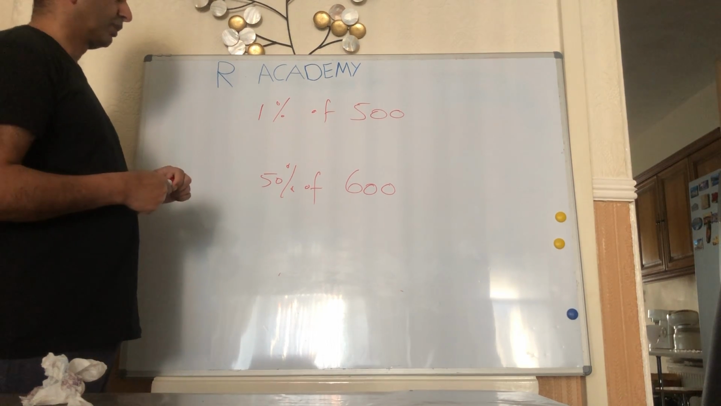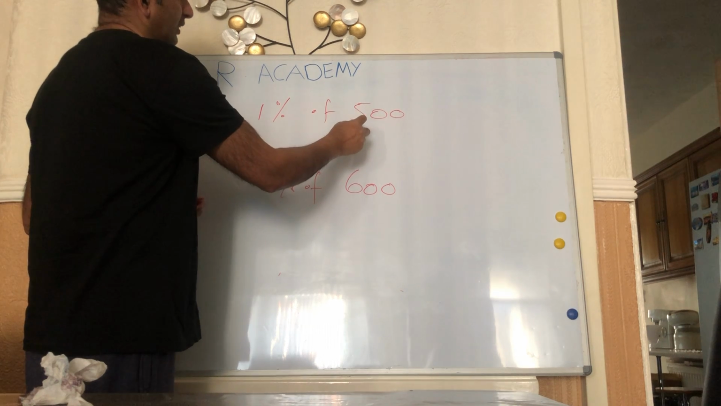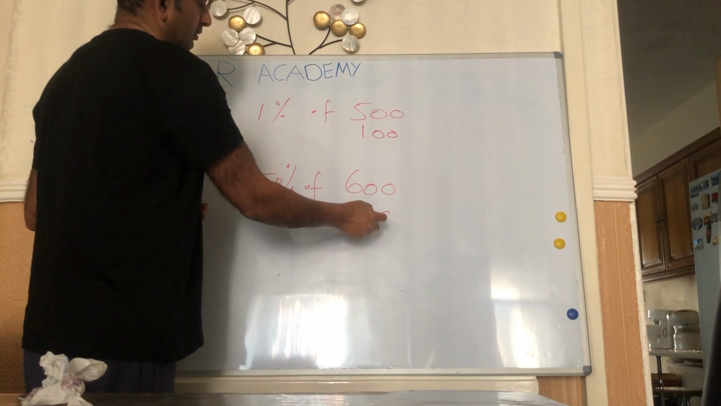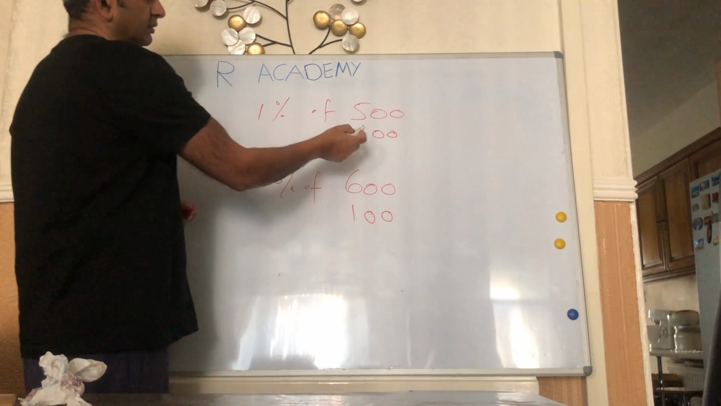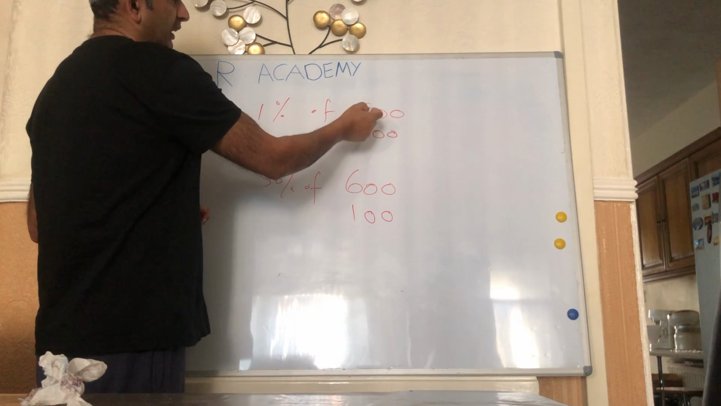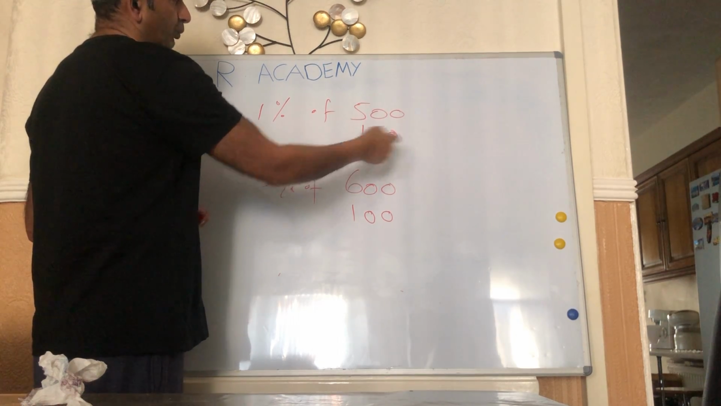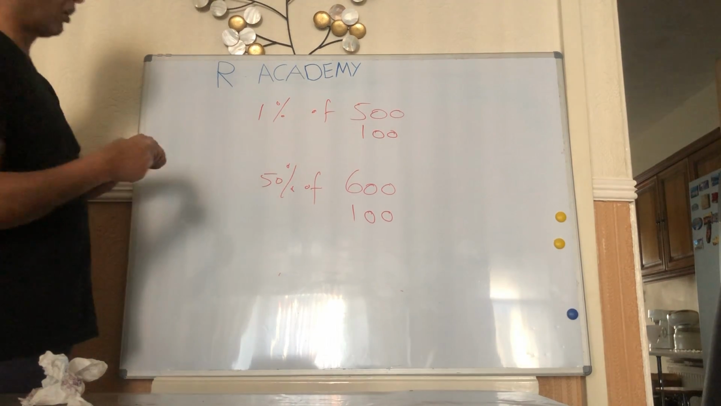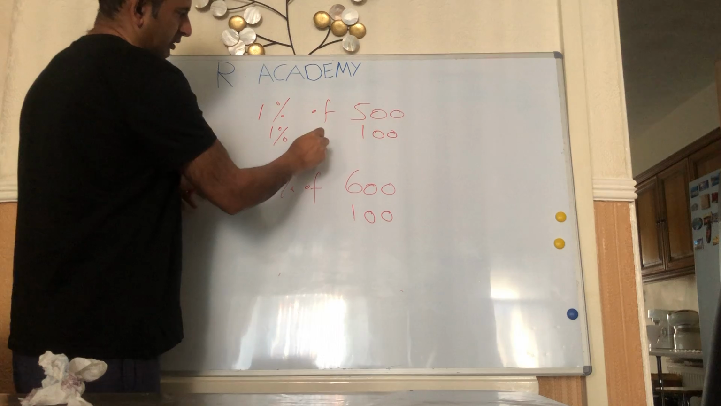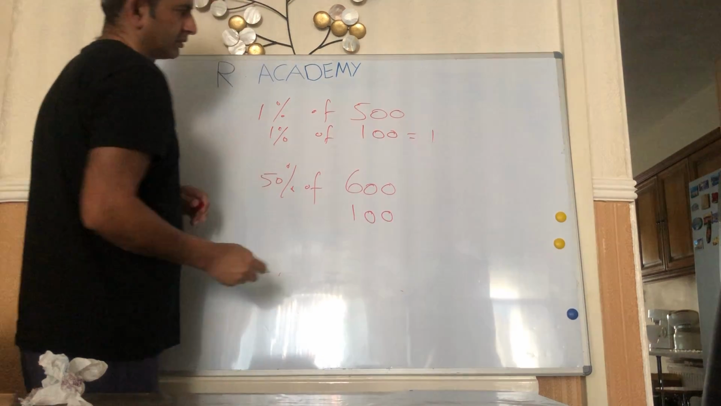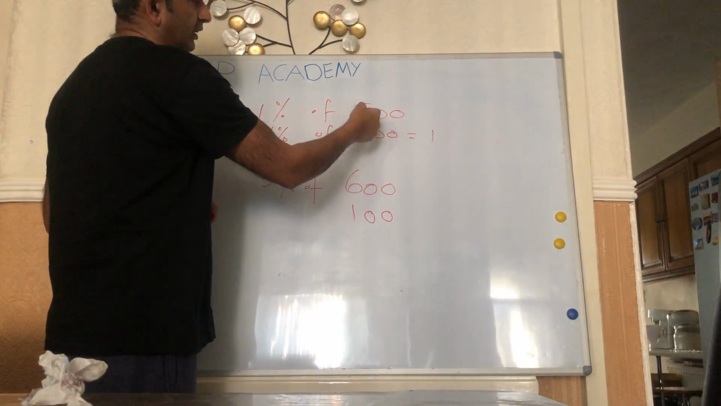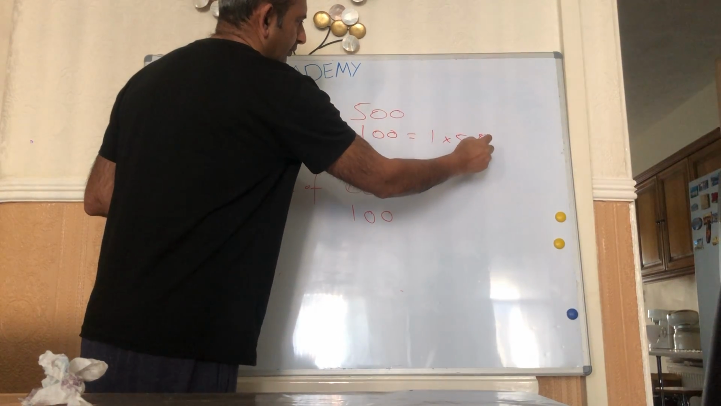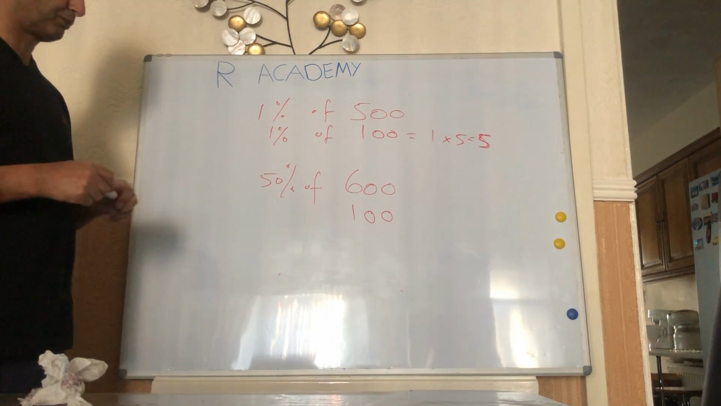So just bring that down to 100, like I said, that's your key. And same with this one, bring it down to 100. And then to get that back up to 500, you just have to times whatever the answer is by 5 to bring it back up to 500. So 1% of 100 is easy, equals 1. And then 1 times 5 equals 5. So you can see the pattern now.